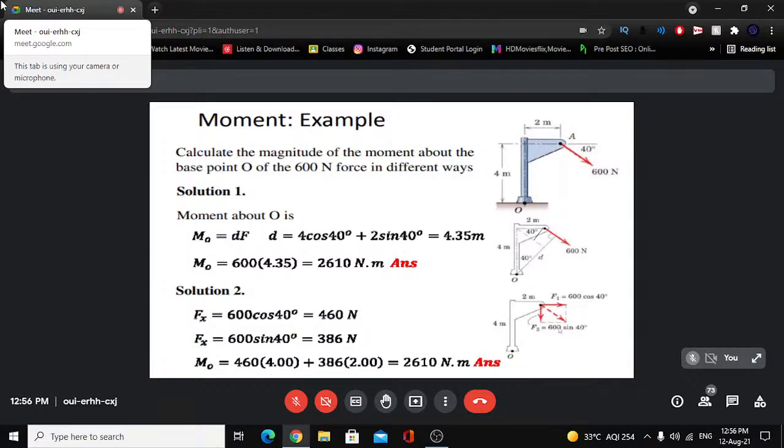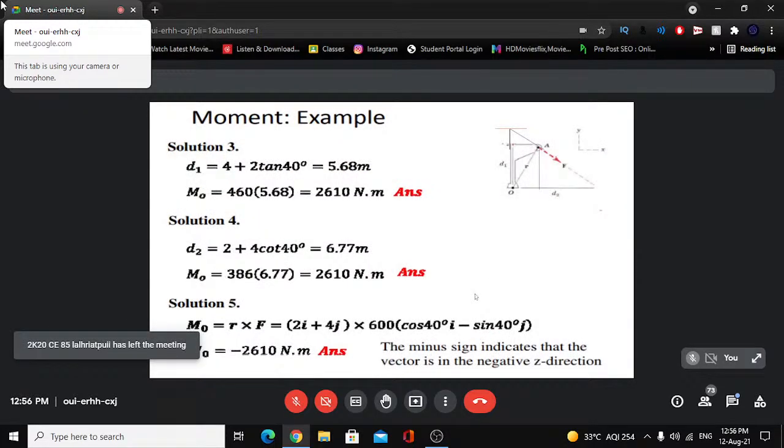Here it would be 600 sine 40, the vertically downward component, and 600 cos 40, the horizontal component towards the right. So 600 cos 40 into 4 plus 600 sine 40 into 2 will be the moment, 2610. So the Fx component is 460 and the Fy component is 386. This would be Fy. I think this is a typing mistake here.